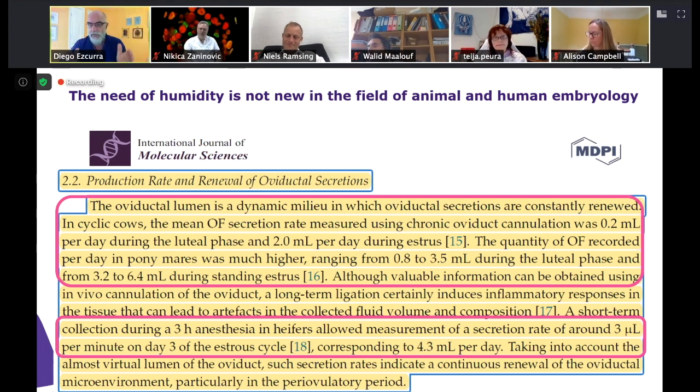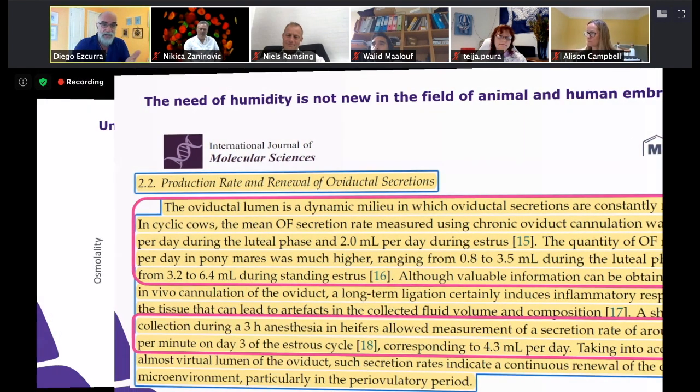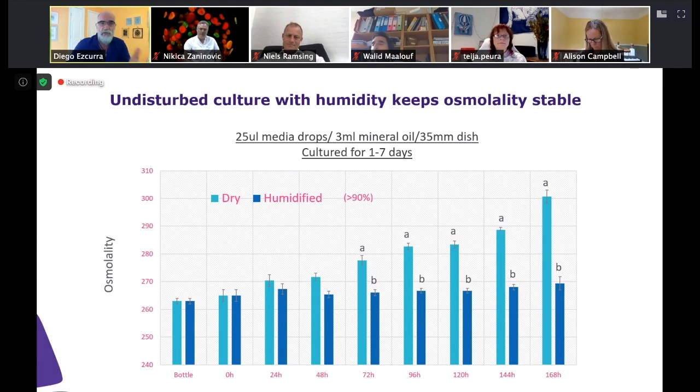And needs to be considered, and it will be more or less important for different kinds of embryos that we're going to have. And this has been proven, okay, that even in environments where you have humidity or not humidity, with oil or with not oil, you have a change in osmolarity.